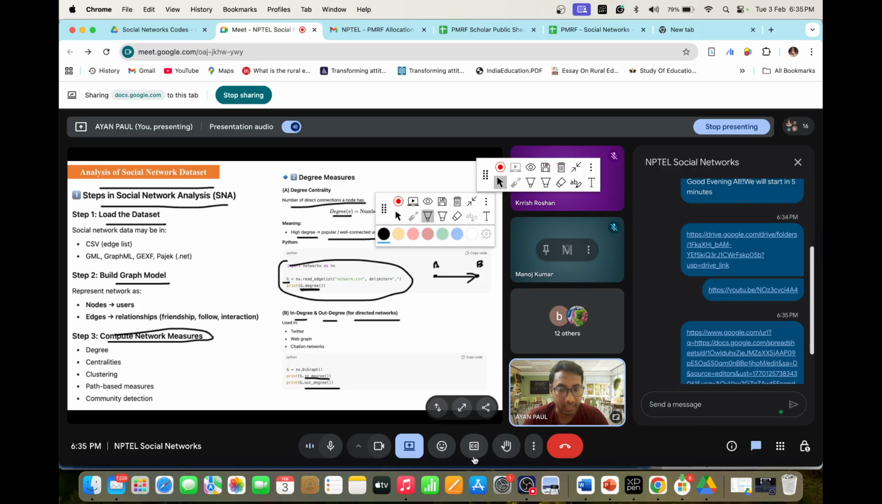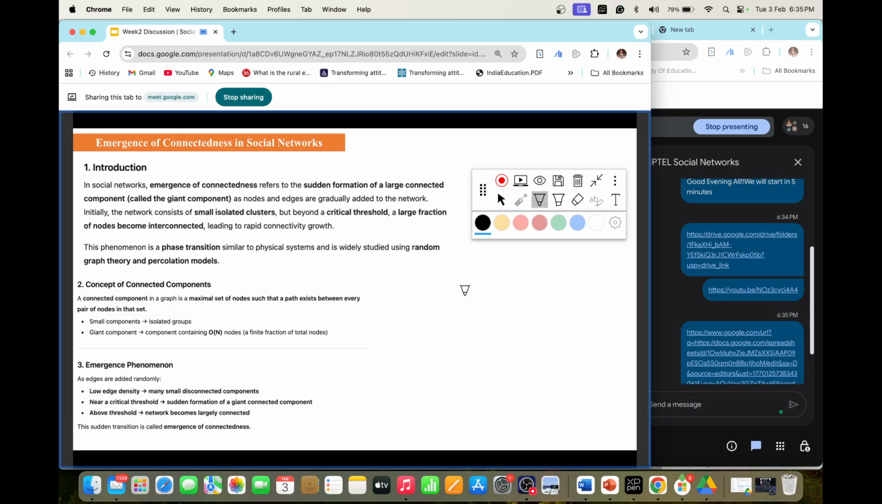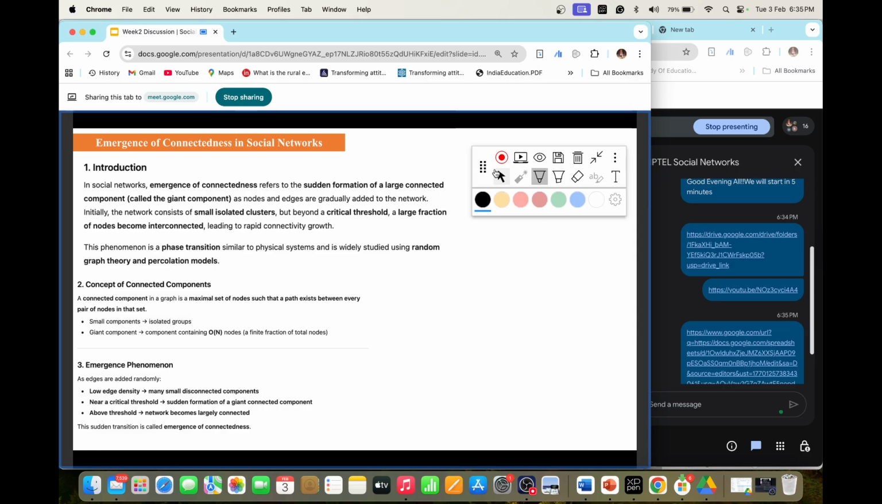So let us again move on to the discussion. Okay, so our last topic is emergence of connectedness in social networks. Okay, so what is this emergence of connectedness? So in social networks, emergence of connectedness refers to a sudden formation of a large connected component called a giant component, as nodes and edges are gradually added to the network.